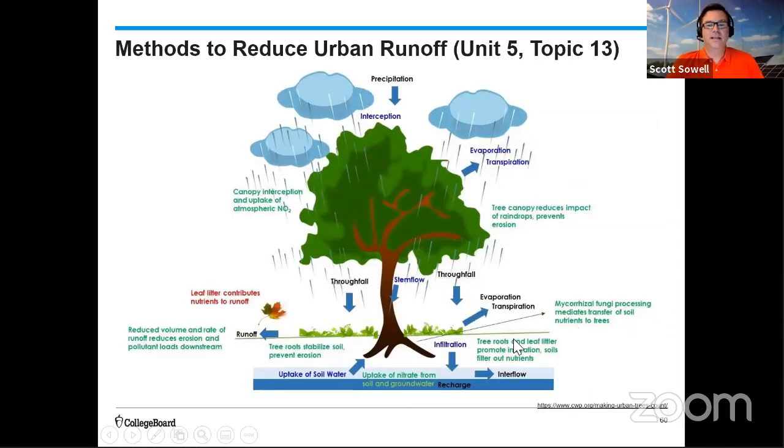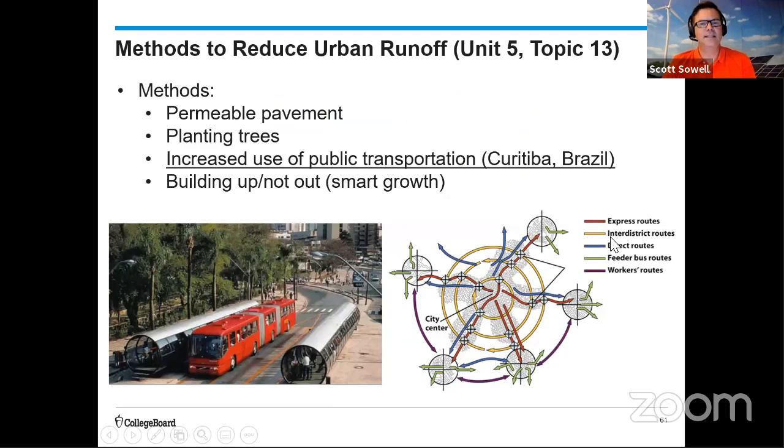So the water, instead of simply running off, might actually get down into this grassy area where the tree is planted, and the tree can take up some of that water and get rid of it through evapotranspiration or just using it. Or it can just let it get down into the groundwater again. So there's some definite benefits of this urban forestry idea to deal with runoff. Another one is increased use of public transportation.